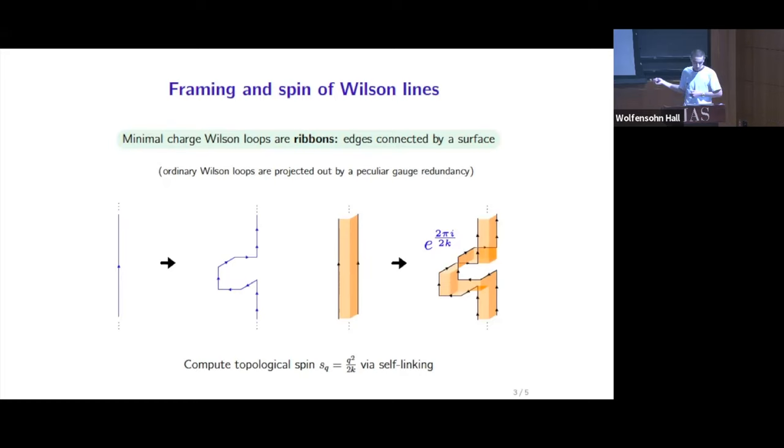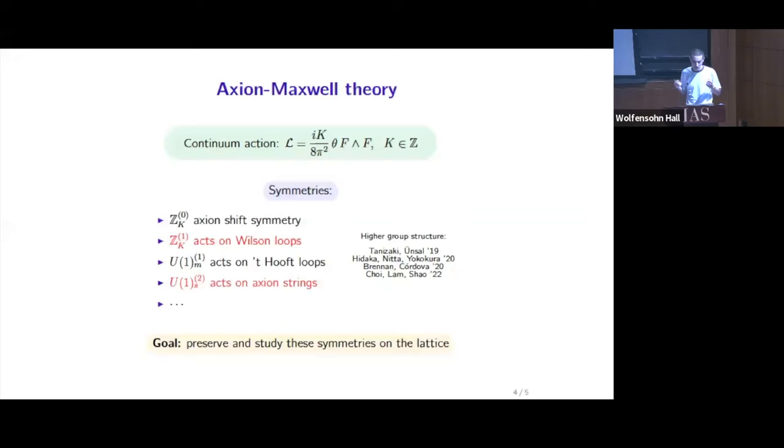An interesting and obvious generalization of this Chern-Simons construction is to go to axion Maxwell theory. This is a 4D gauge theory with a 2 pi periodic axion theta and an integer coupling K. And this model in the continuum has many interesting symmetries, zero-form, one-form, two-form, etc. And they combine into something called a higher group. There's actually more than just these higher form symmetries, there are non-invertible symmetries as well.